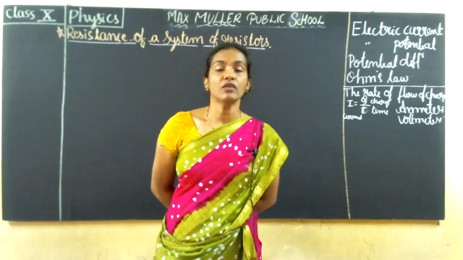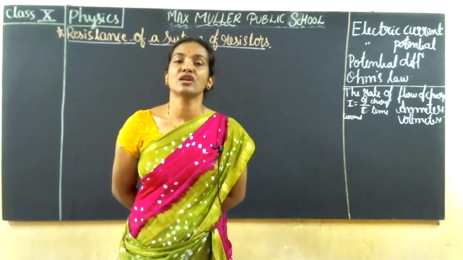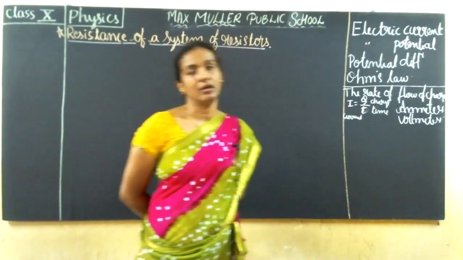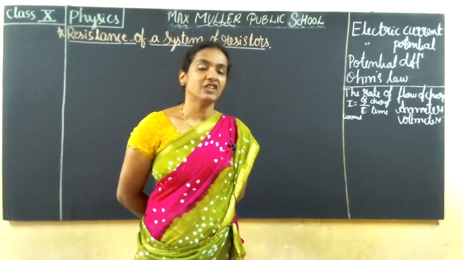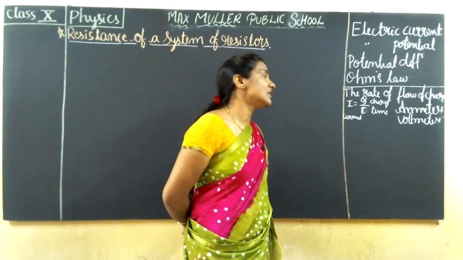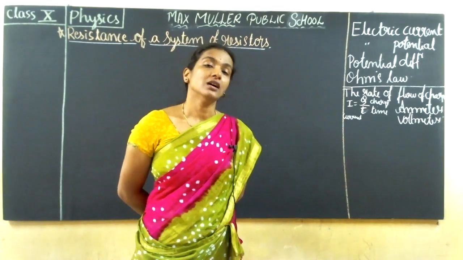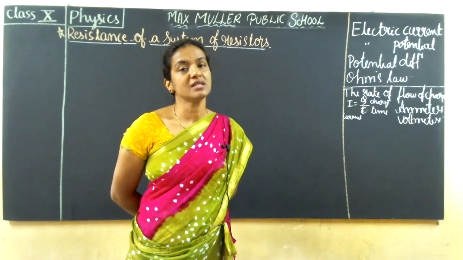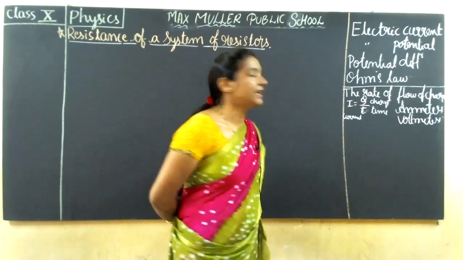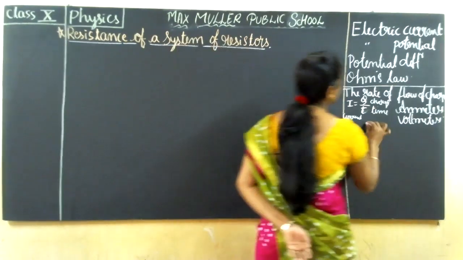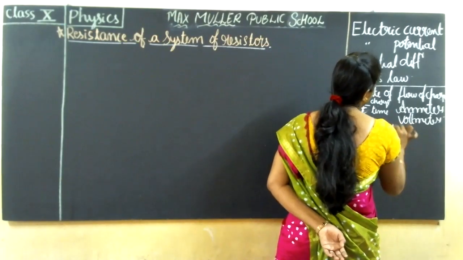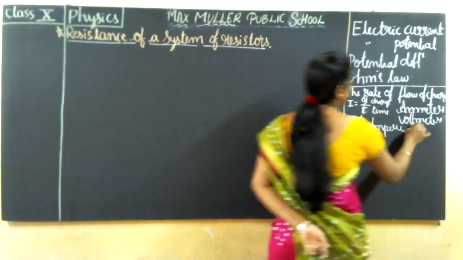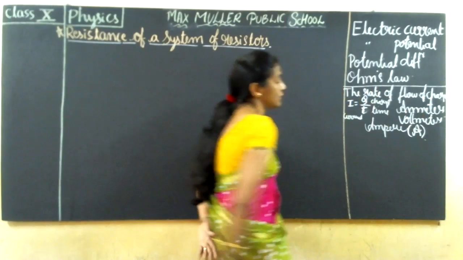Then what is the SI unit of electric current? As I told you, formulas are designed from the definitions, so by seeing the formula you can say the SI unit also. The SI unit of electric current is the ampere, denoted by capital A.